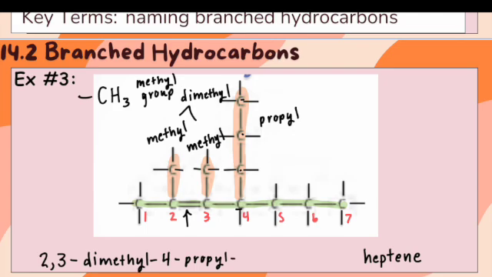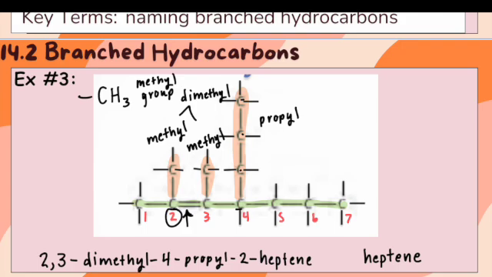Okay, then lastly, we want to add this heptene, but we have to make sure we indicate where that double bond is on the parent chain. So we say it's the lowest number, so it's at the 2nd carbon. So 2-heptene. So the name of this molecule is 2,3-dimethyl 4-propyl 2-heptene.